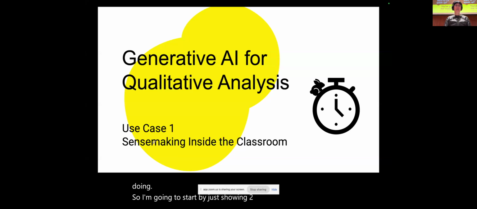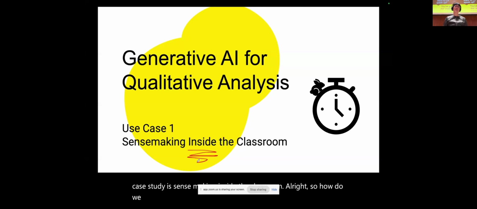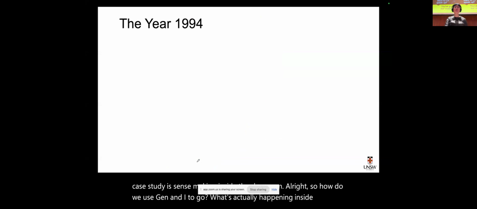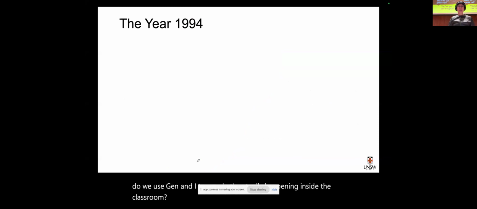So I'm going to start by just showing 2 case studies. And the first case study is sense making inside the classroom. So how do we use GenAI to see what's actually happening inside the classroom? And I'm actually standing, I'm not sure if you can see what's behind me, but I'm actually standing on the UNSW graduation stage. And I remember graduating on this stage many, many years ago.